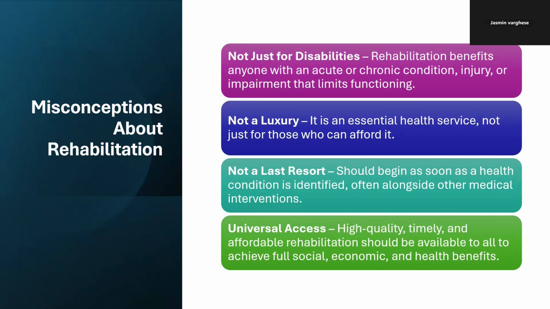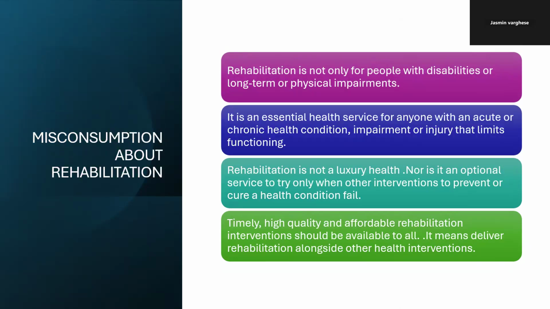It should begin as soon as a health condition is identified and often alongside other medical interventions. So it is not the last option. It will start along with other conditions. It is not a luxury thing only for luxury people, and it is not the last thing. Universal access: high quality, timely, and affordable rehabilitation should be available to all to achieve full social, economic, and health benefits. So it is not just for disabled people, it is not a luxury thing, it is not the last resort. It is for everyone who needs support, those who are undergoing any kind of health-related issues.